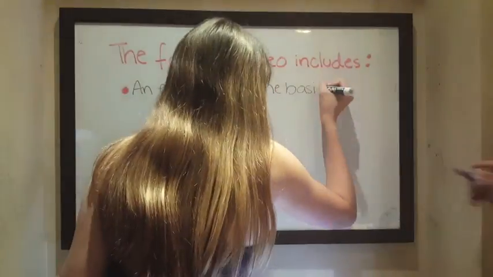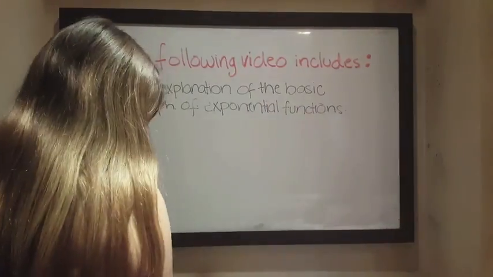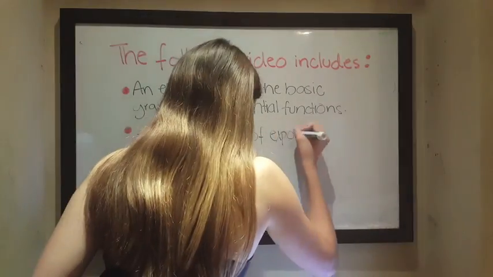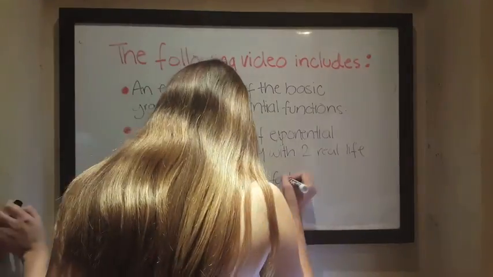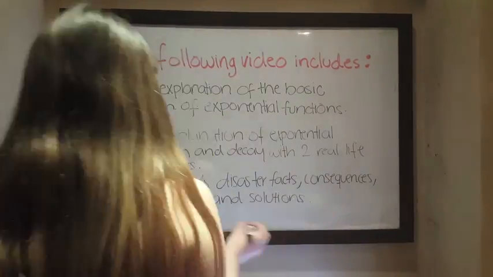The following video includes an explanation of the basic graph of exponential functions, an explanation of exponential growth and decay with 2 real-life examples, and Chernobyl's disaster facts, consequences, preventions, and solutions.